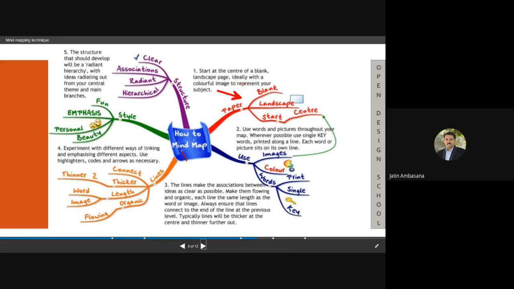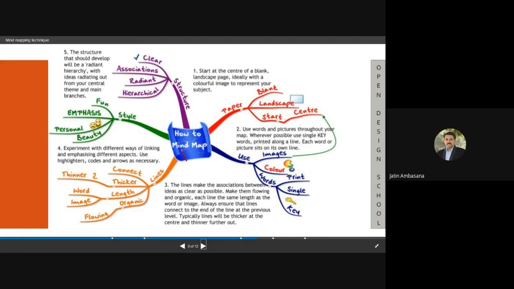Start with the center of a blank landscape page. So this page is this paper, blank is this, landscape is this, and colorful image to represent your subject, and then start at center. That's what it says. Here it is, start at center.